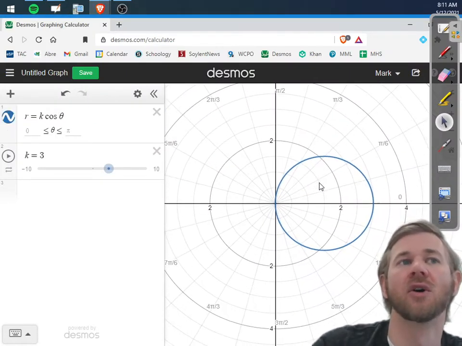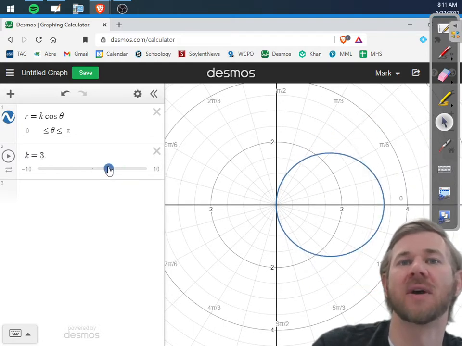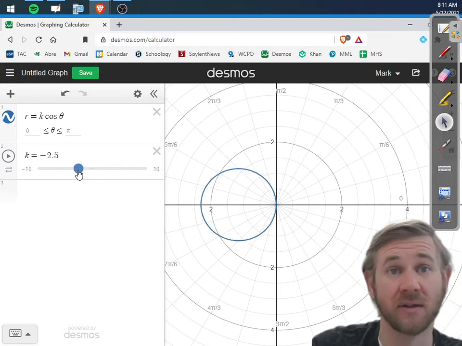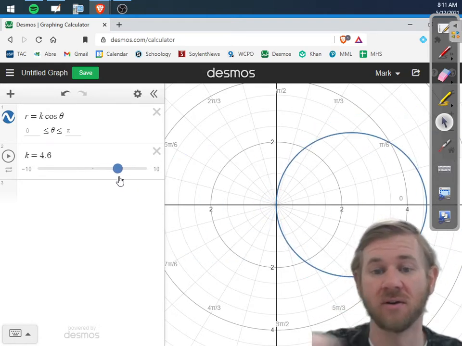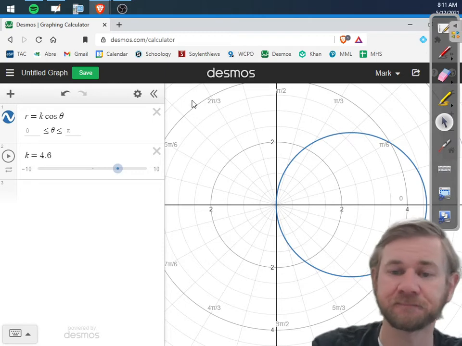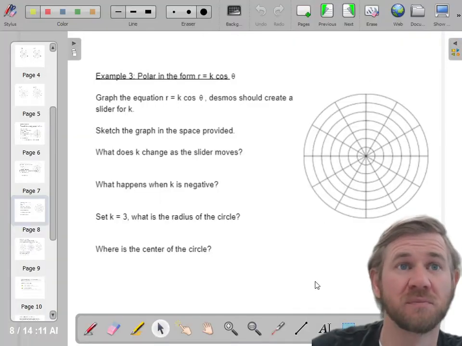Oh, okay. So it's kind of the same thing, only it's to the right, and I bet if it's negative, it's going to go to the left. Yeah, okay, there you go. So it's the same game. It's just the center of the circle is now on the horizontal or polar axis, and the diameter is the same. So pretty much the same thing.